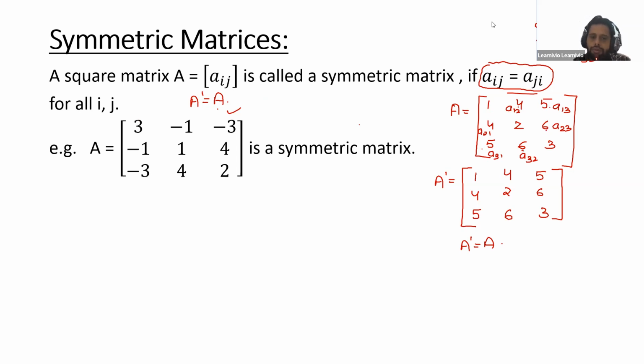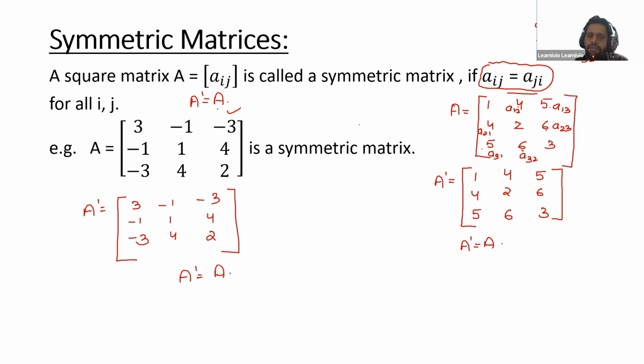Okay, now we can see one more example. For example, we have this matrix here. If you find the transpose of this matrix, A transpose, then what do we get? This is the first row, this becomes first column. This one becomes second column, -1, 1, 4. This becomes third one, -3, 4, 2. So if we check this A transpose, then this is equal to A. That's why we will say that this is a symmetric matrix.